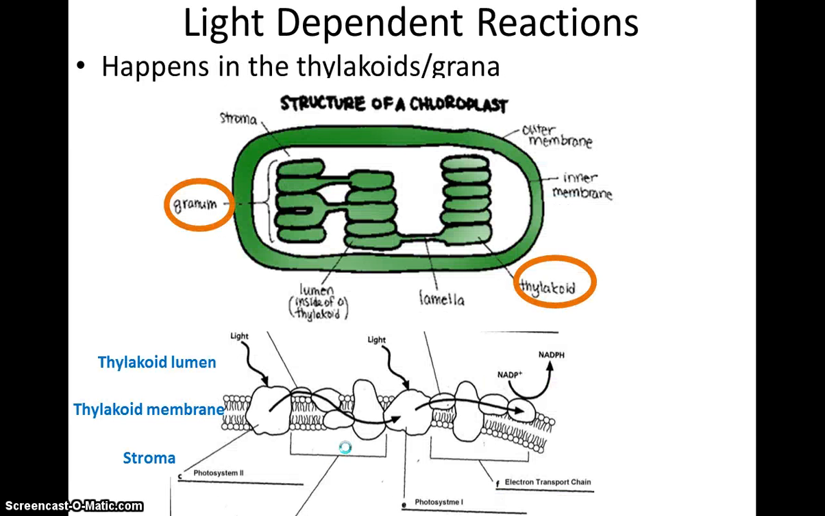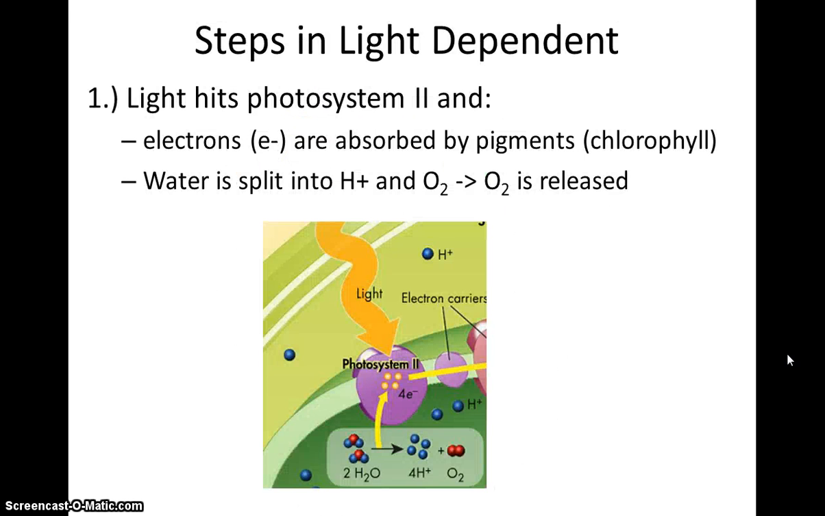Okay, so I said this already, it's in the thylakoids, aka granum, inside, so just to give you some bearing. All right, we basically have three steps to our light-dependent reactions. The first is that the light hits photosystem 2. So photosystem 2 comes first.